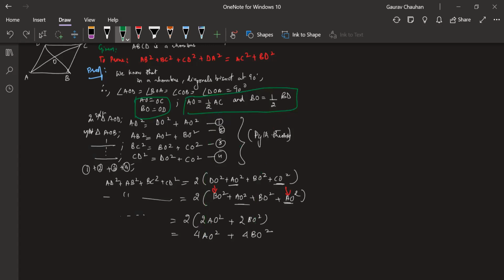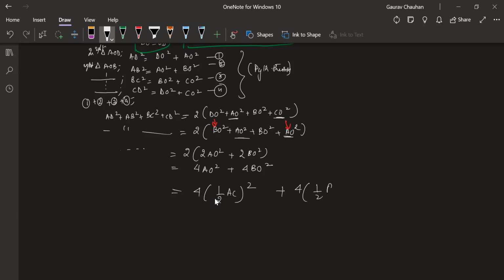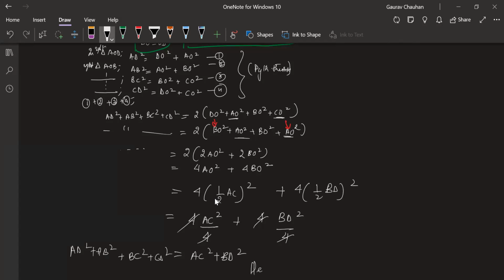And that is what is going to lead me to the final thing. So I'm going to write this as 4 into half of AC whole square plus 4 into half of BD whole square. When I do whole square, the denominator also gets squared. So 4 AC square by 4 plus 4 BD square by 4. The 4 and 4 get cancelled. I have AC square plus BD square. My left side is already the sum of all sides, AD square plus AB square plus BC square plus CD square. Hence proved.